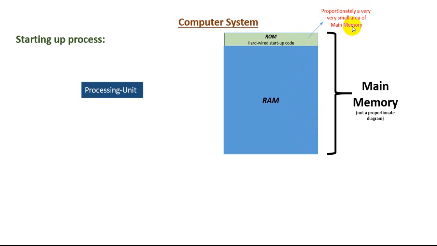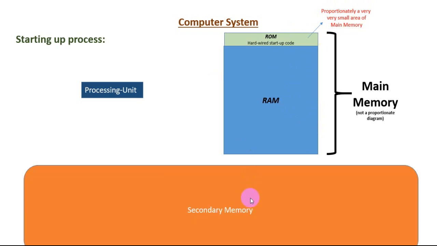Proportionately, a very small area of the main memory will be ROM, and there they would have hard coded the startup instructions and data. And then secondary memory will have the full instruction set for the computer to work. Generally, you can call it the operating system or whatever we want to call it. All those instruction sets are recorded here. They don't put all of these into the ROM. The reason is if they want to upgrade, this file can be replaced with a new upgraded version.